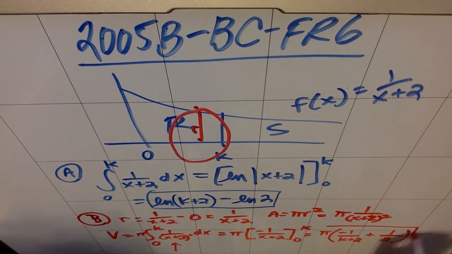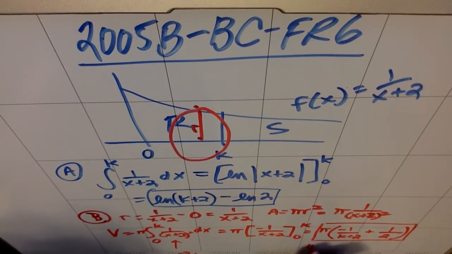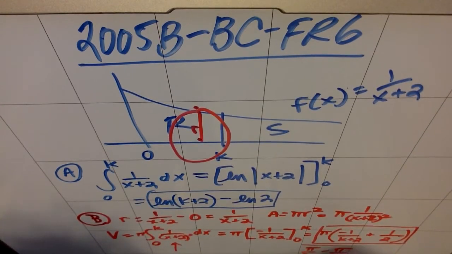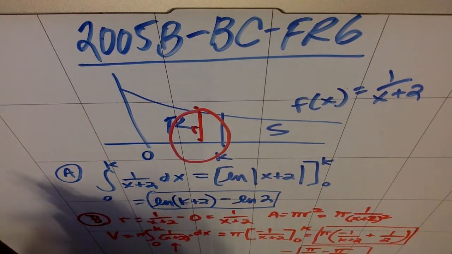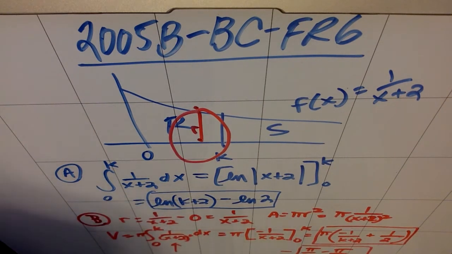If you want to distribute the pi, you can. I think the AP wrote it as a pi over 2 minus a pi over k plus 2, and that's also fine. There they distributed the pi and put it in the opposite order because they put the positive thing first, which is totally fine, but you don't have to. All right, part C.